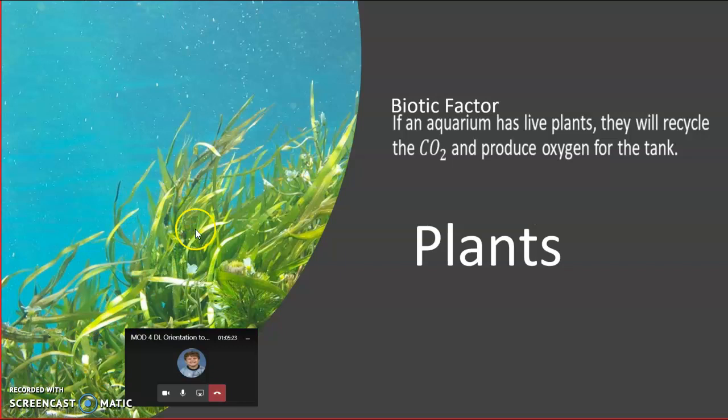And move on. Plants. Plants are biotic factors. In an aquarium, if an aquarium has live plants, not the plastic ones, but the real ones, they will recycle the carbon dioxide and produce oxygen for the tank. Blank number four is going to be carbon dioxide. Blank number five is going to be oxygen. And I'm going to leave it. It's right here on the screen.